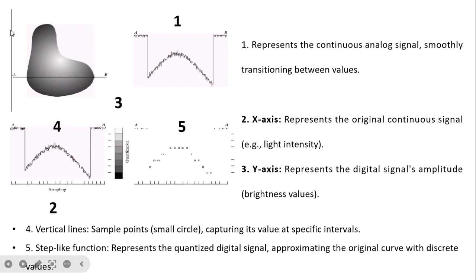Now when analog to digital conversion takes place, or when the object gets converted into a digital image, it takes place by scanning line by line. So raster scan order takes place, and each line it takes and converts to the electrical signal. Now only for simplicity, only line AB is shown. X-axis represents the original continuous signal, that is nothing but captured. Y-axis represents the digital signal amplitude.